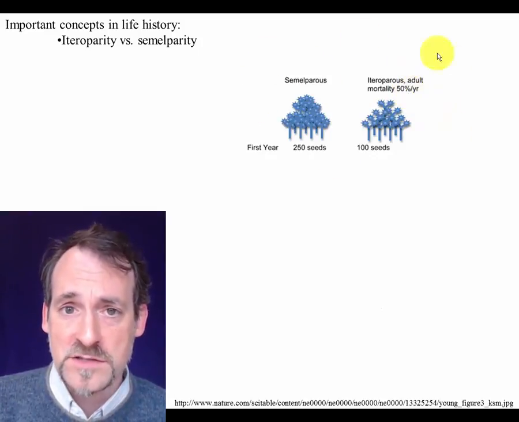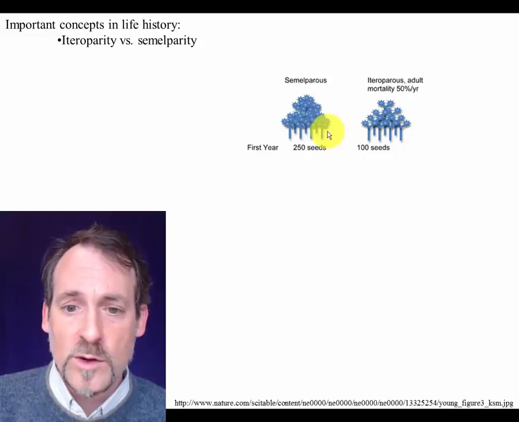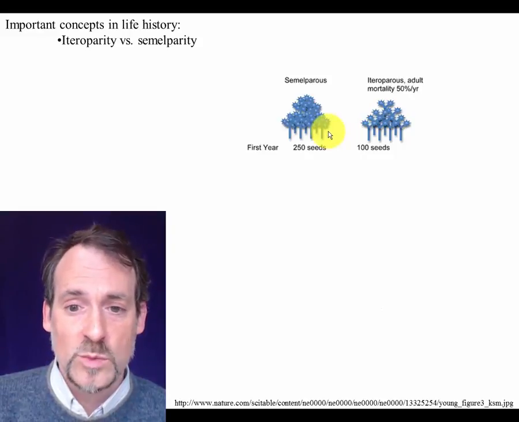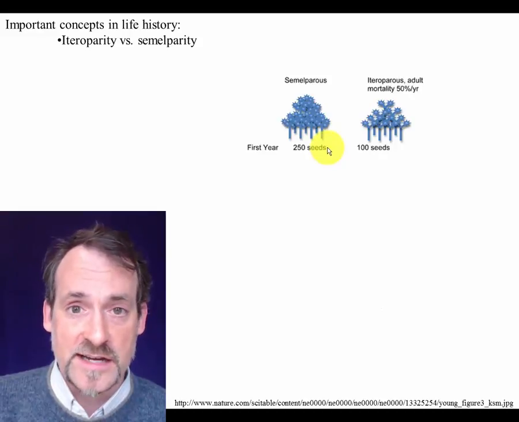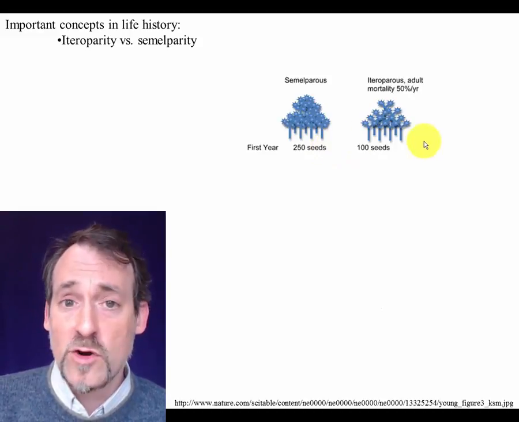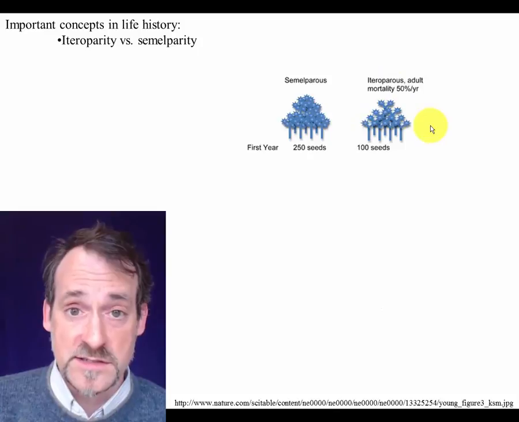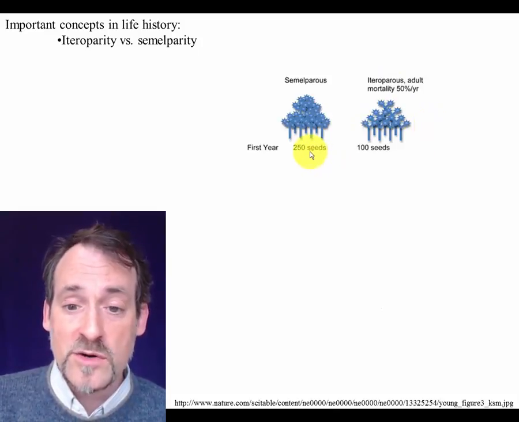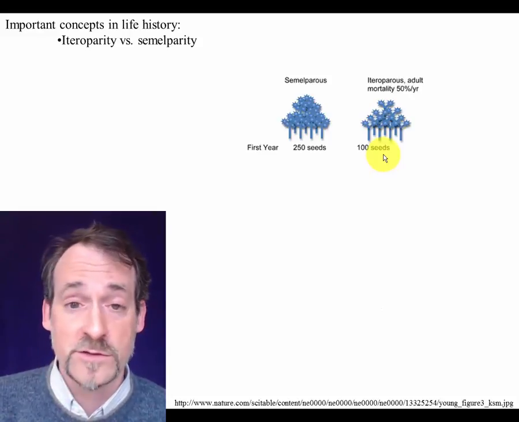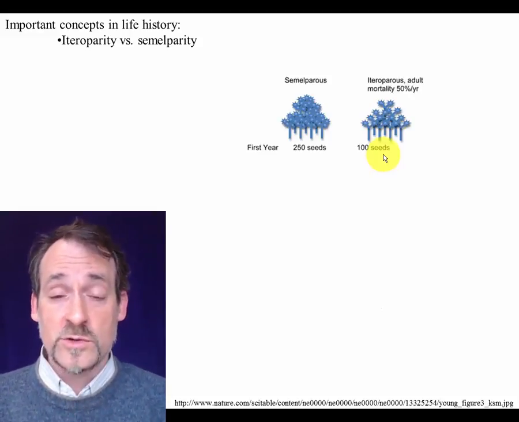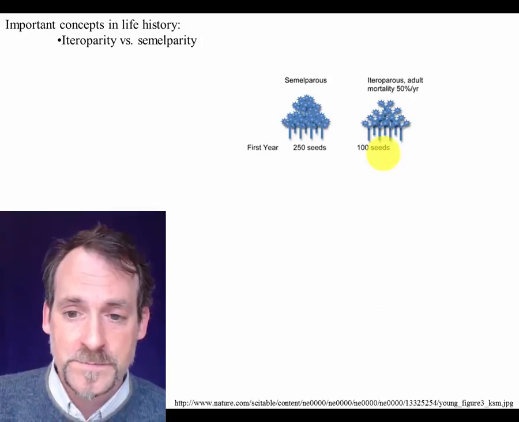So what happens with both of these strategies? Well, plants with the semelparous allele will blow their wad in the first year. They have 250 seeds and then they die. Let's suppose that iteroparous plants have 100 seeds the first year. They don't have 250 because they have to invest a lot of their resources in their body in order to survive the winter.